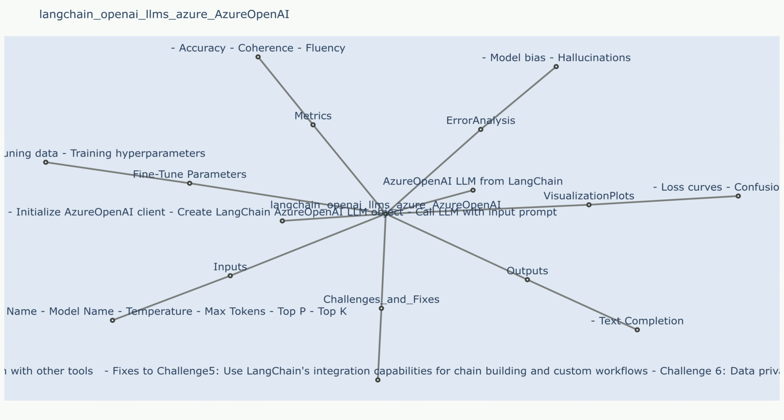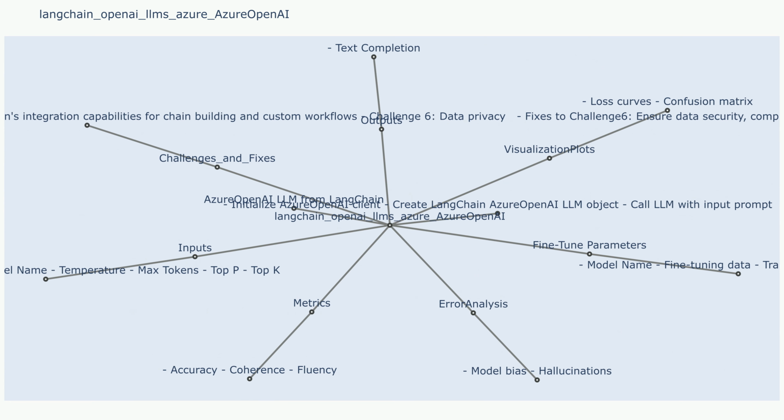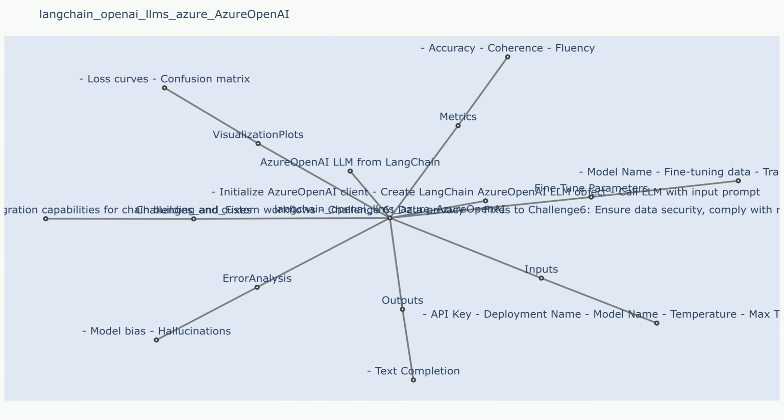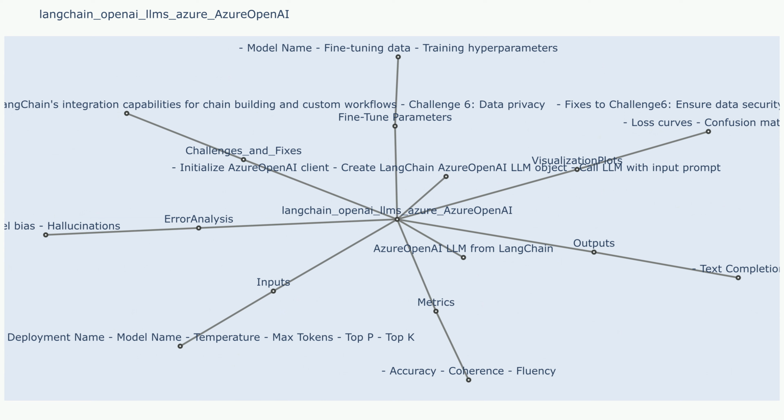Metrics. Generation time: time taken to generate the text. Token usage: number of tokens used in the request and response. Model accuracy: evaluation of the generated text based on specific criteria or tasks. Visualization plots. Text generation output: visualization of the generated text, highlighting key elements or patterns.